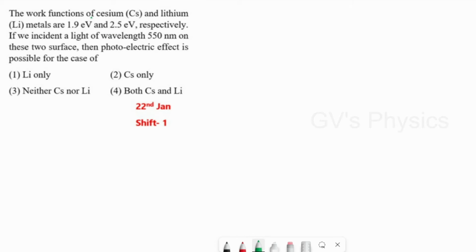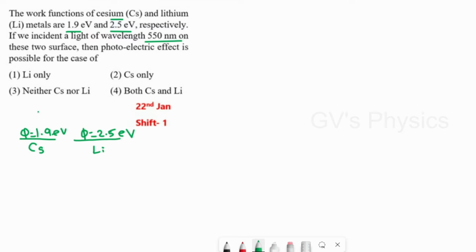First question: the work function of cesium and lithium metals are 1.9 electron volt and 2.5 electron volt. So they have given two metals, and with respect to that, they have given its work function. First one is cesium, whose work function is 1.9 electron volt. Second one is lithium, whose work function is 2.5 electron volt. If we incident a light of wavelength 550 nanometer on this surface, the photoelectric emission is possible for.